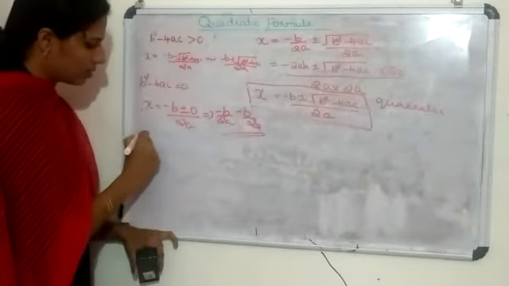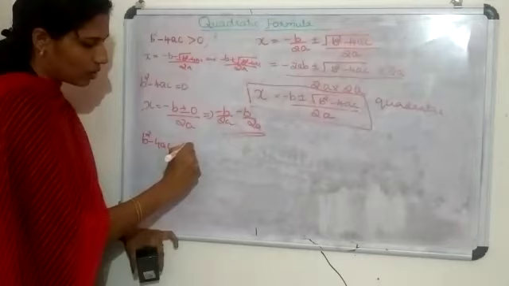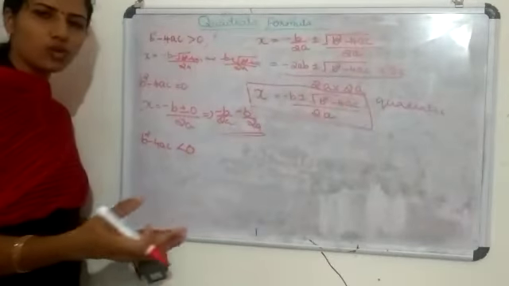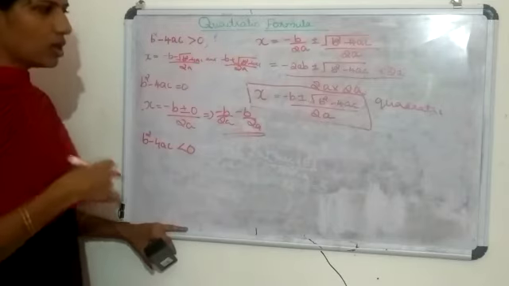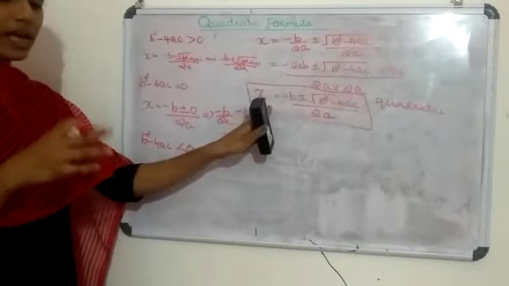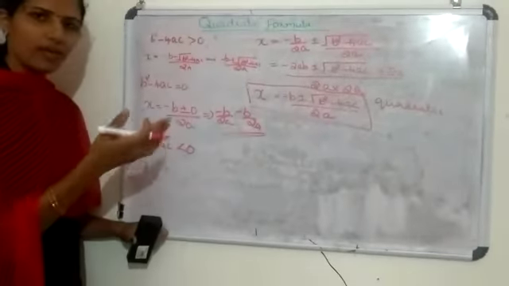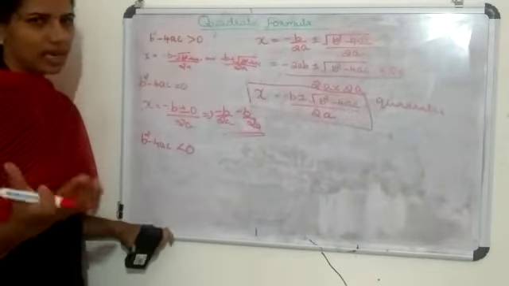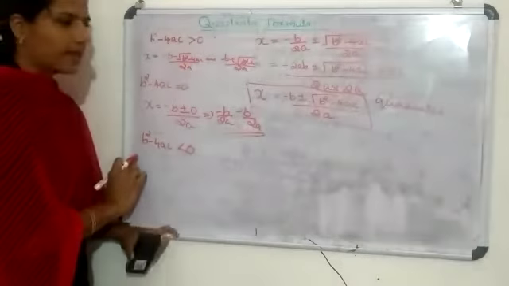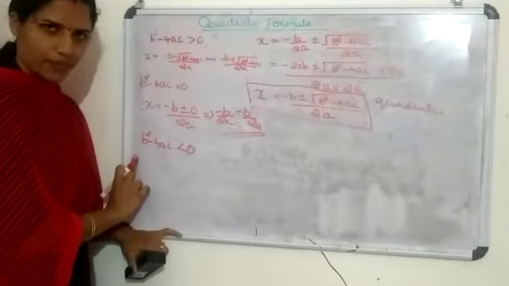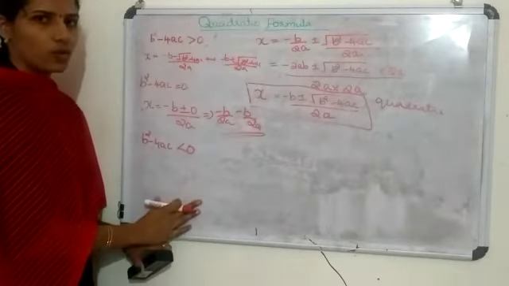When b square minus 4ac is less than 0, that means the value is negative, and that gives imaginary roots. So the equation will have no real roots. We have done that example in our previous classes. Just check it. If this is negative, then the equation has no real roots. We cannot find them. These are the natures of the roots.